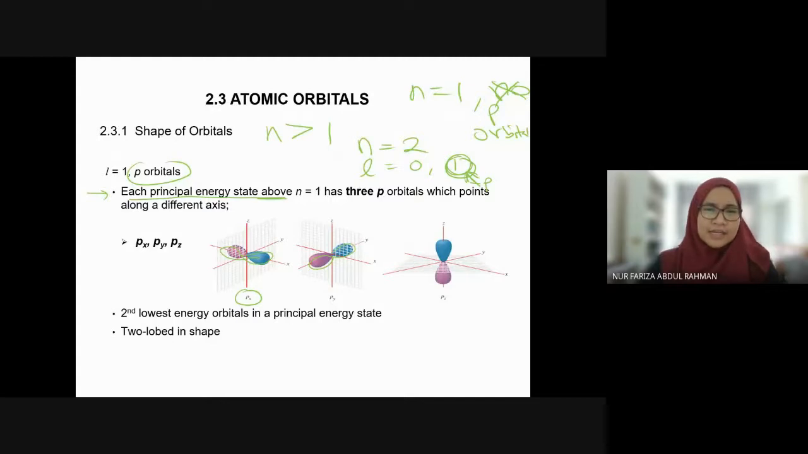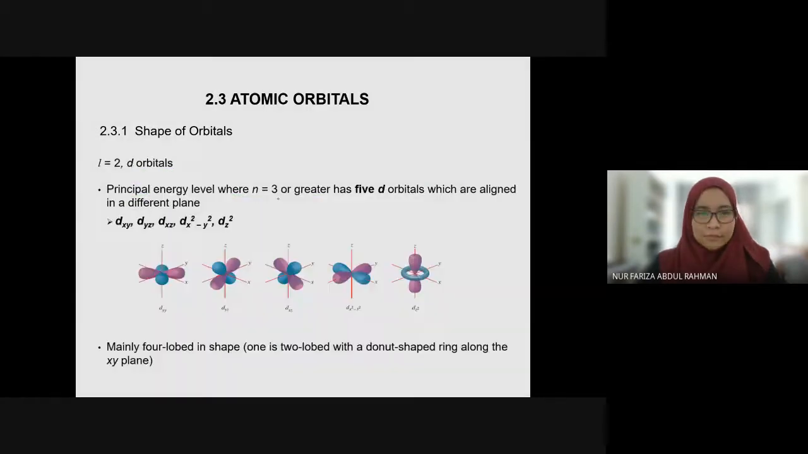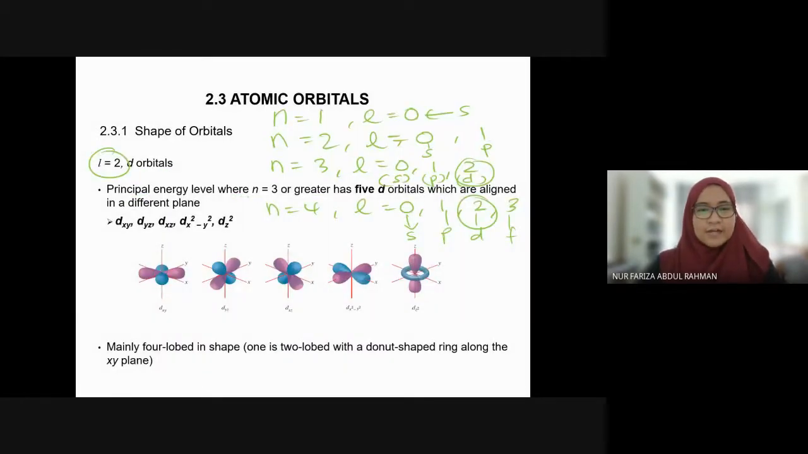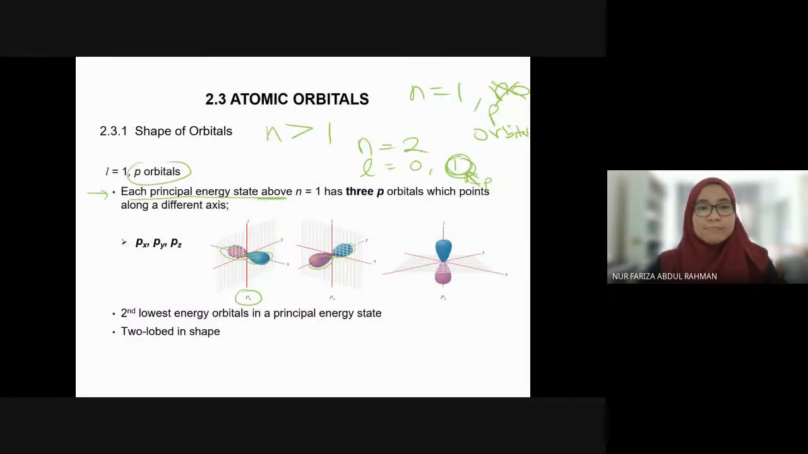Mungkin ayat ni agak tak berapa sampai. Maybe you can change it to, lebih kurang kat sini, principal energy level where n is equal to 2 and greater. Barulah ada p orbital, p-shaped orbital.